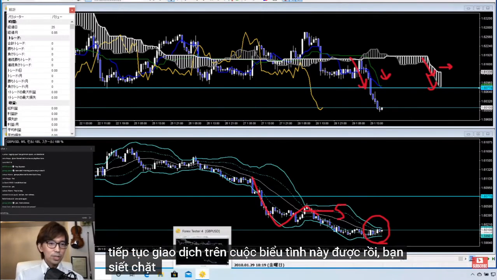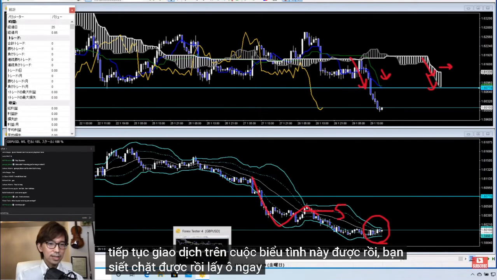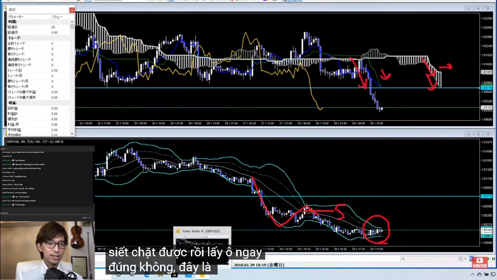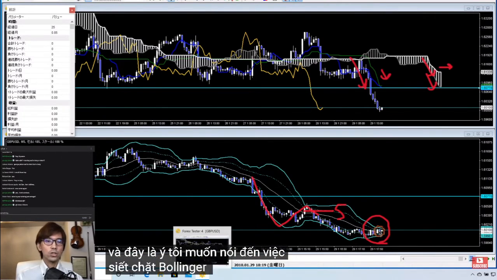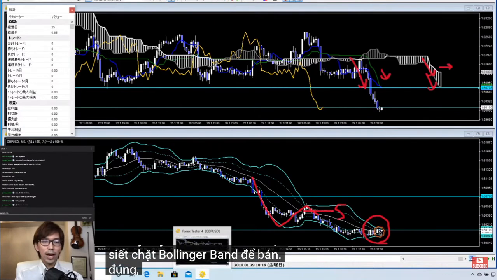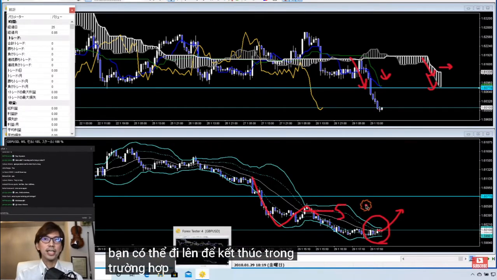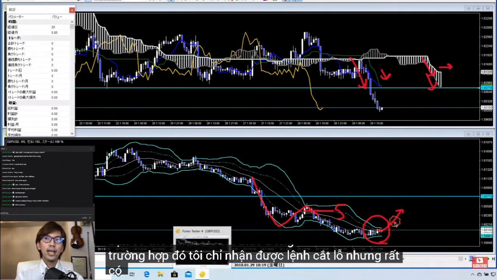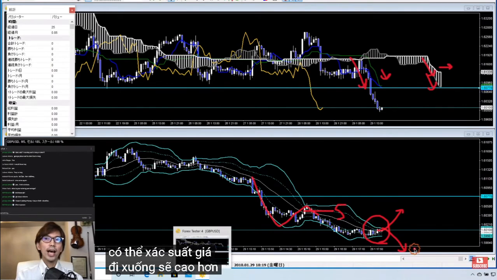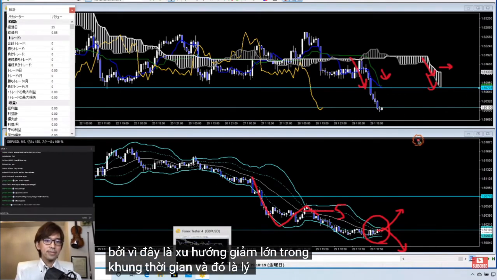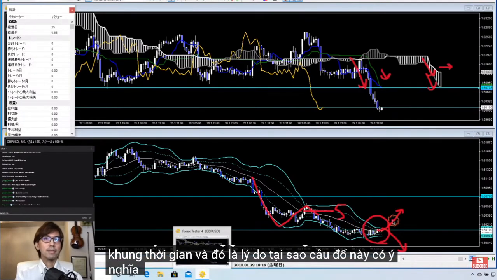Okay, yep, squeeze. Alright, take sell. This is a great timing to sell, and this is what I mean, the Bollinger Band squeeze to take sell. But again, it might go upwards too. In that case, I just get stop loss. But most likely, the probability for the price to be going downwards will be higher because this is a downtrend in the bigger time frame. And that's why this squeeze means something.